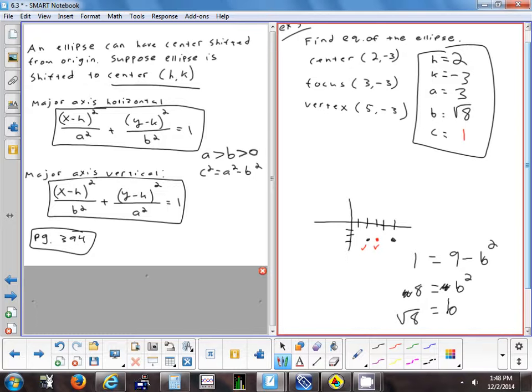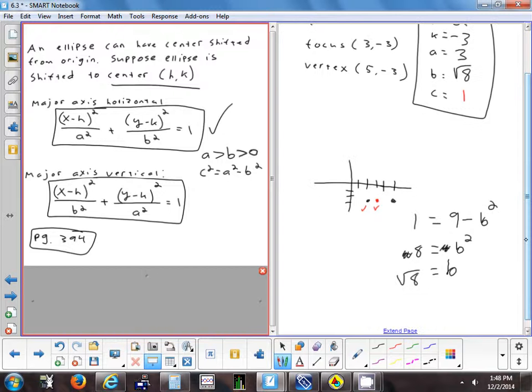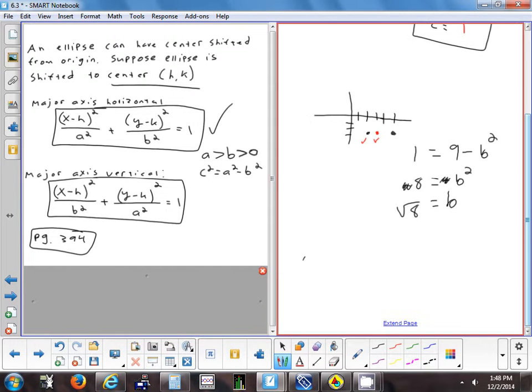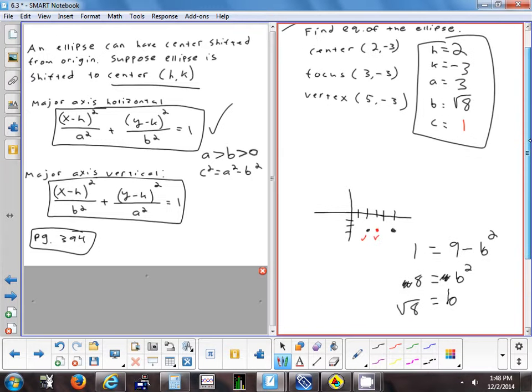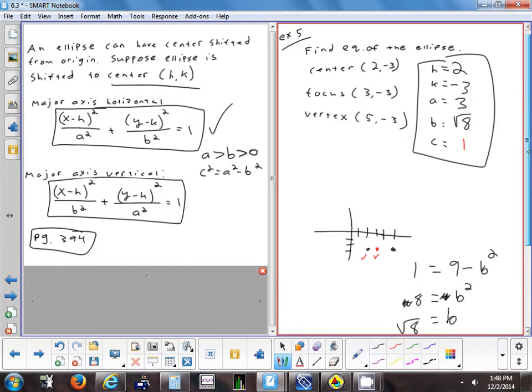So now we have to decide, is our major axis going through horizontally or vertically? Yeah, it's horizontally. Look at your center, your vertices, and your foci. They form a horizontal line. So use the top equation. So we have x minus h. Let's fill it in as we go. x minus h, that's 2. Plus y minus k. Be careful there. Yep, it's y plus 3.